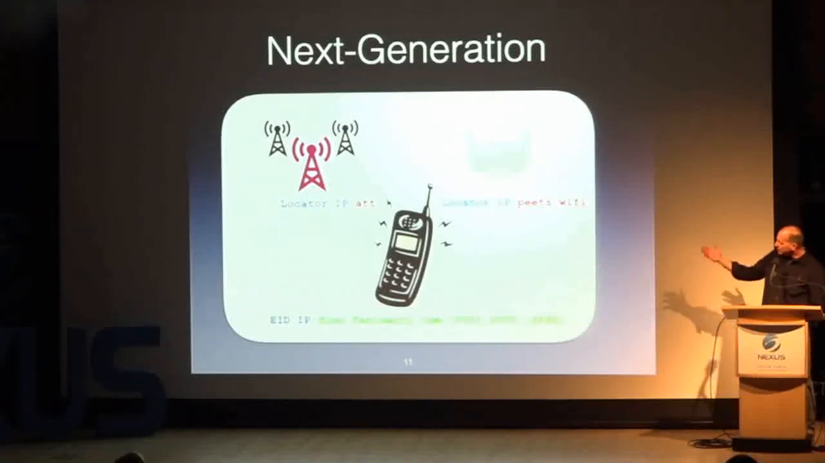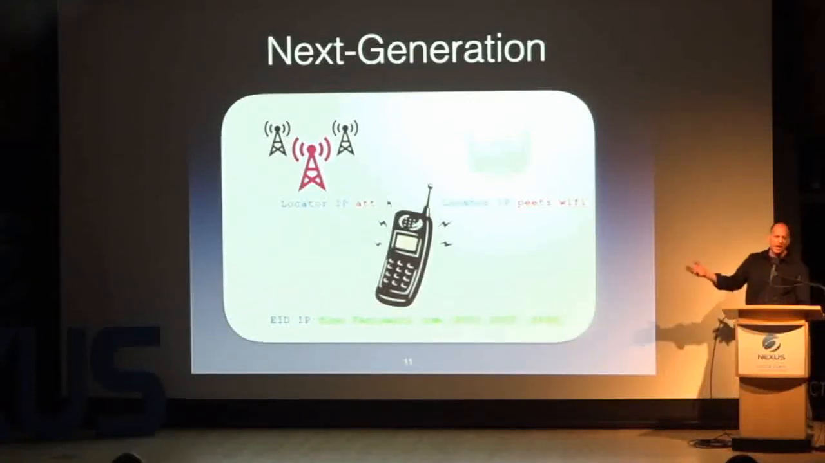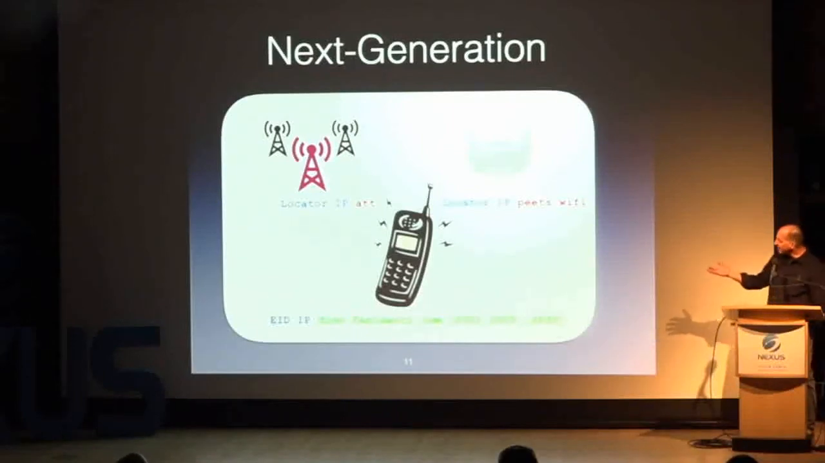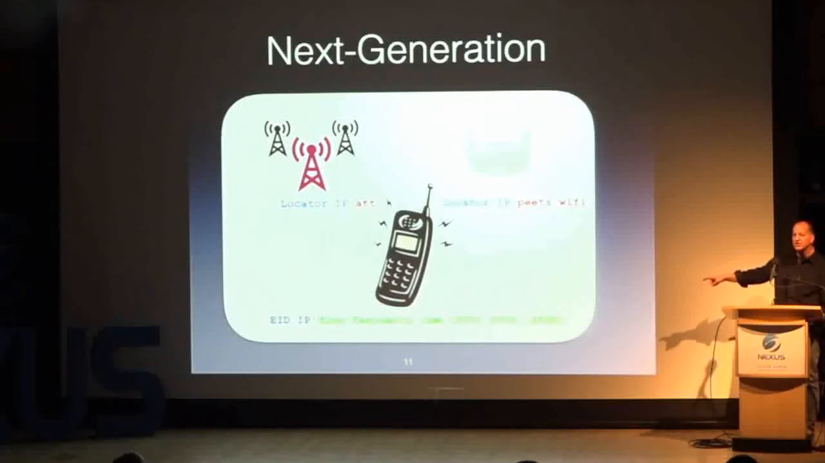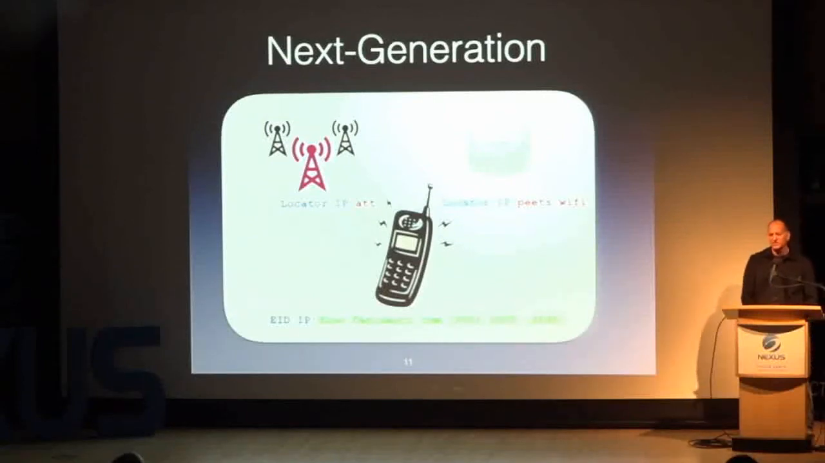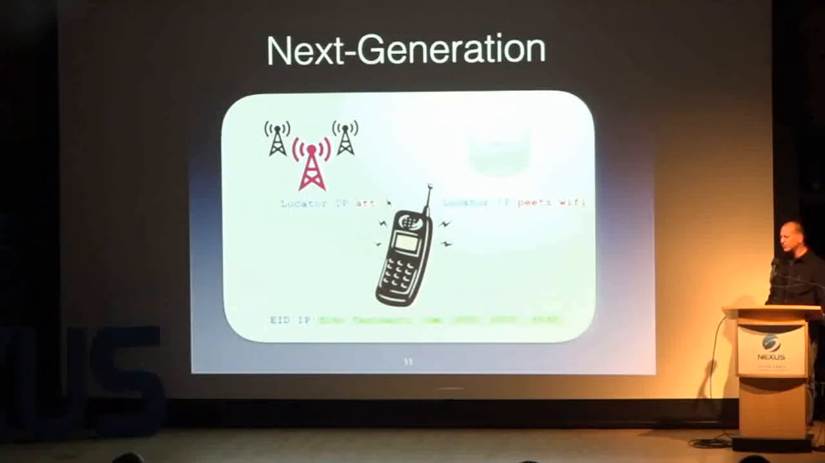the handset will be given an IP address. So all packets that are sourced from this handset will always be sourced by this address. It never changes. And then we have a binding with an IP address, a locator that AT&T gives us, and one that Pete's gives us. And then we maintain a mapping database as part of the infrastructure that maps to where Dino is.